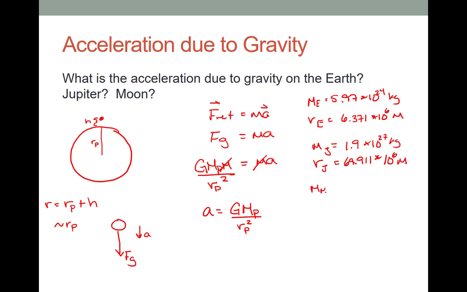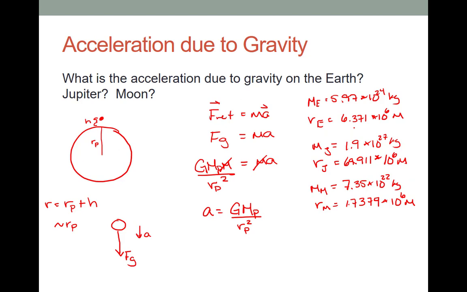And the mass of the moon is 73.35 times 10 to the 22nd kilograms. And the radius of the moon is 1.7374 times 10 to the 6th meters. And I got all of these numbers by just looking them up on the internet.